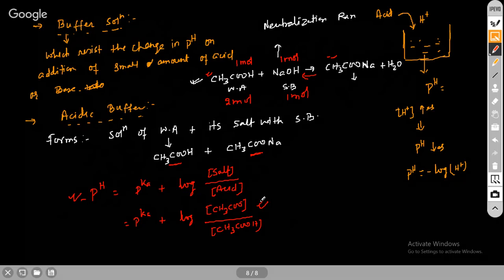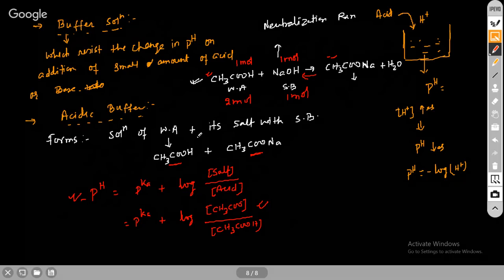What formula you have to apply depends on what type of solution we have, right? So most of the time in the exam, they'll give you this, but they will not mention it is a buffer solution. So you have to keep this in mind and identify whether the solution is forming a buffer solution or not. Then you have to use the formula.